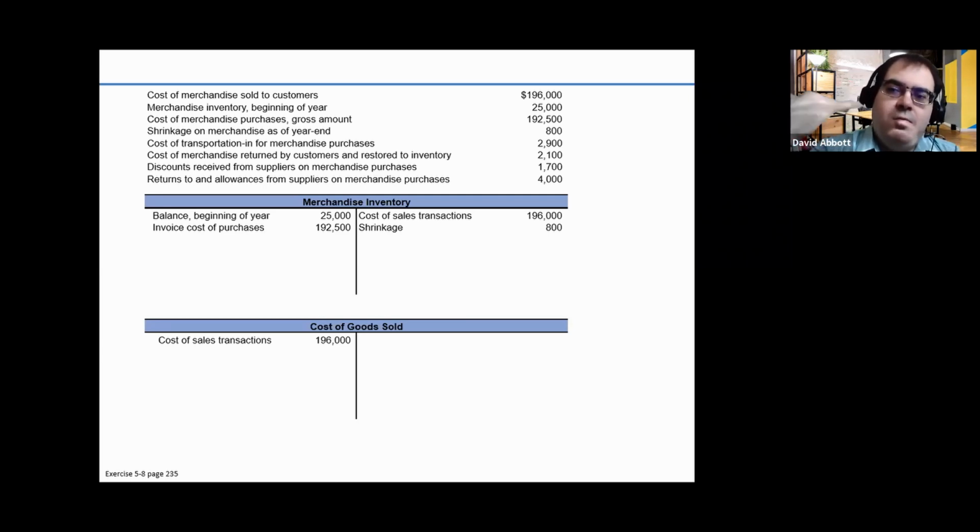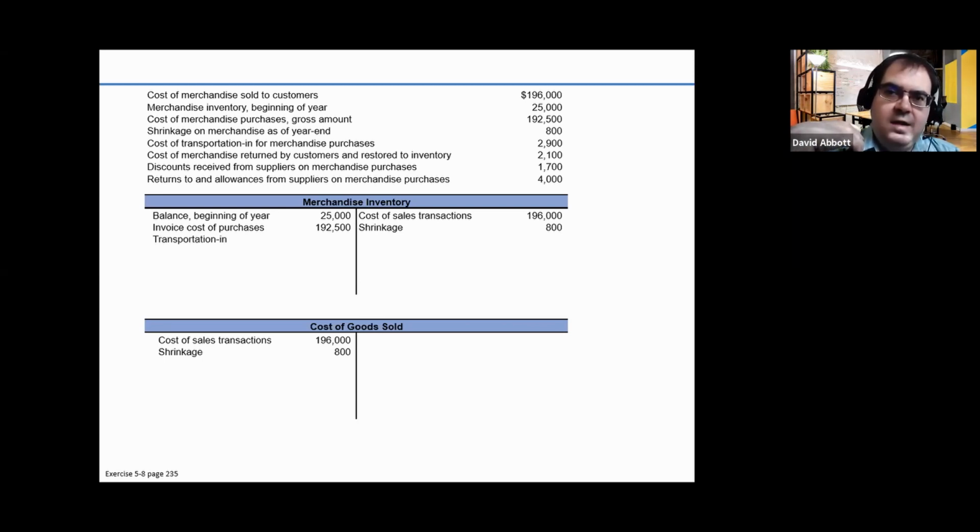And so you will credit the merchandise inventory in order to account for the amount of shrinkage that we had. And then we'll go ahead and debit our cost of goods sold for $800. Now we didn't sell the merchandise, but again, it's an expense. So we have to record how much shrinkage we had.